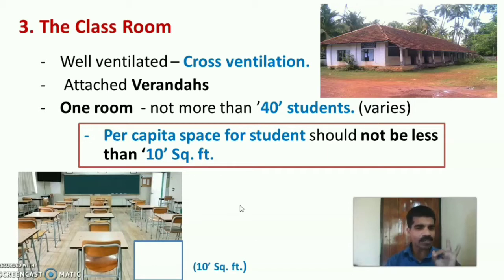Then per capita space for a student to have adequate ventilation should not be less than 10 square feet according to the recommendation of the School Health Committee 1961. That means a minimum of 10 square feet per capita space for each student should be available in the classroom.